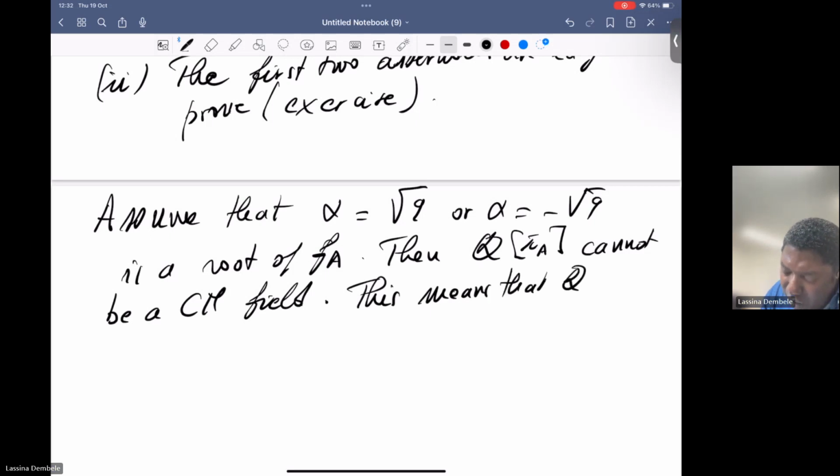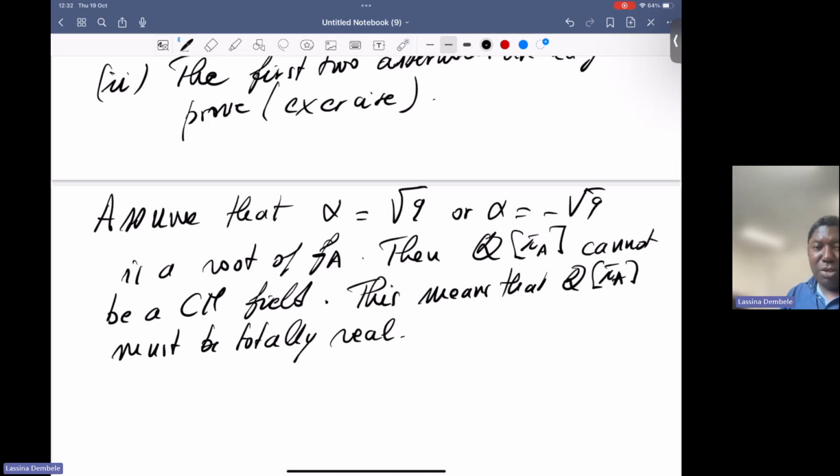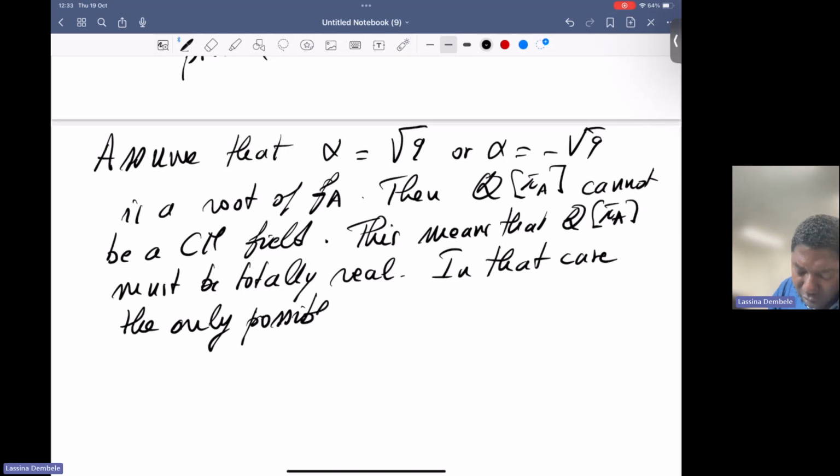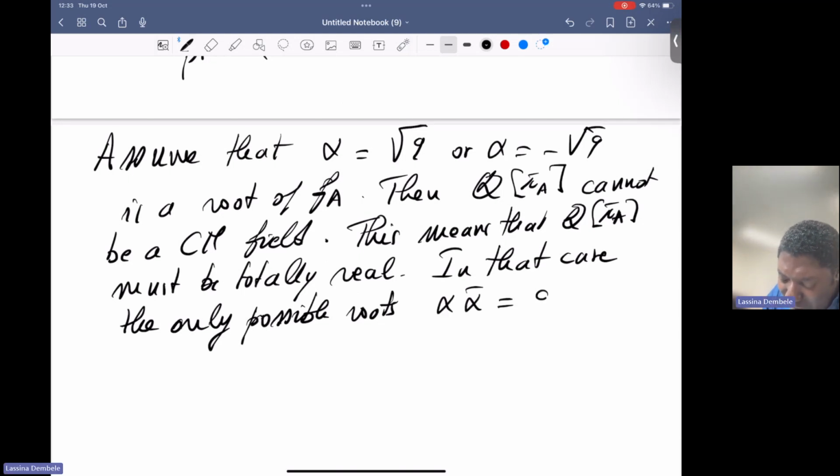So this means that Q pi A must be totally real. We know that there are only two possibilities. And we know that in that case, the only possible roots, because we have alpha equal alpha bar equal q, will be the only possible roots.